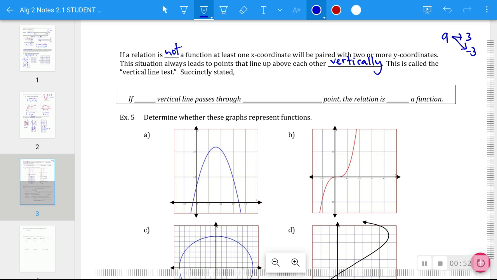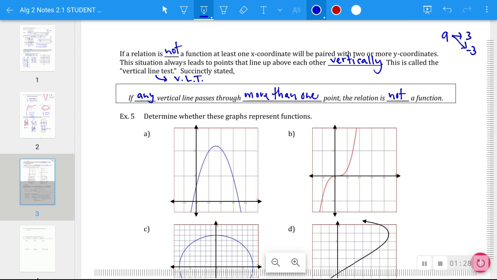So a quick visual way to tell if a graph is a function or not is whether there are any points above other points that are also on the graph. And this is called the vertical line test. You can abbreviate V.L.T. if you want to say vertical line test. And it goes like this. If any vertical line passes through more than one point, the relation is not a function.